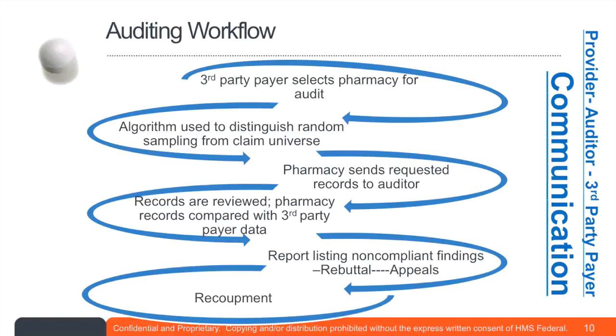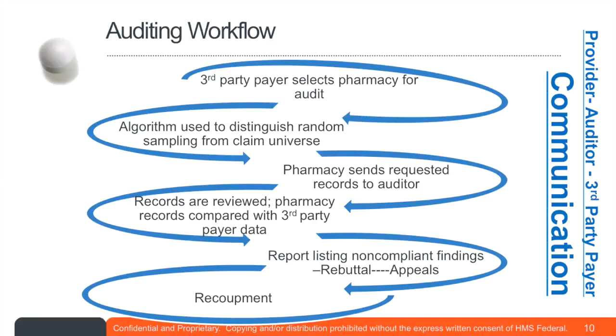The next step, when we're doing the audit, is to actually report anything that's non-compliant. Non-compliant means that there's some type of error. There's something that doesn't follow the policy and procedure laid out in the Medicaid manual, something that doesn't follow state laws, and those are what are called findings. And then we report those findings to the pharmacy, and the pharmacy then has an opportunity to reply to that, and that's what we call rebuttal.